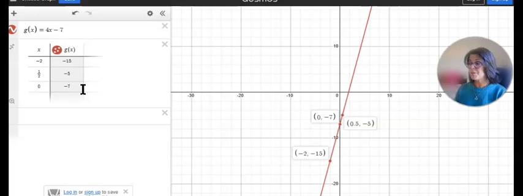We have to. Desmos just knows how to do the work. When you plug in -2, you get out -15. And when you plug in 1/2, you get out -5. And when you plug in 0, you get out -7. And so each of those points is on the line on the graph, just like it was on the last slide we did, where we were interpreting function notation directly from the graph.